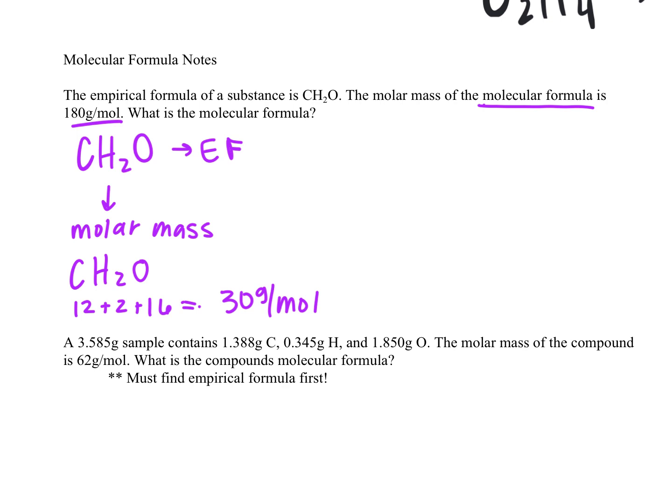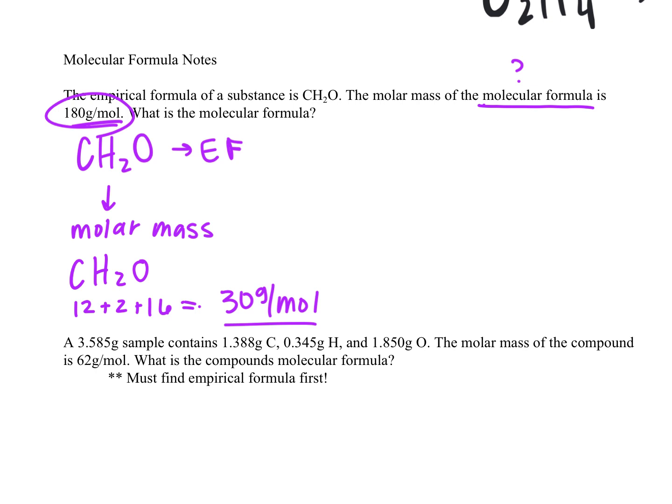Okay, so if my empirical formula has a molar mass of 30 and my unknown has a molar mass of 180, are they possibly the same compound? They can't be the same compound because they don't have the same molar mass. And so what we're going to do is figure out which version of CH2O is my unknown, right? Is it C2H4O2? Is it C3H6O3, right? It's some version of CH2O, but I've got to figure out which one it is.